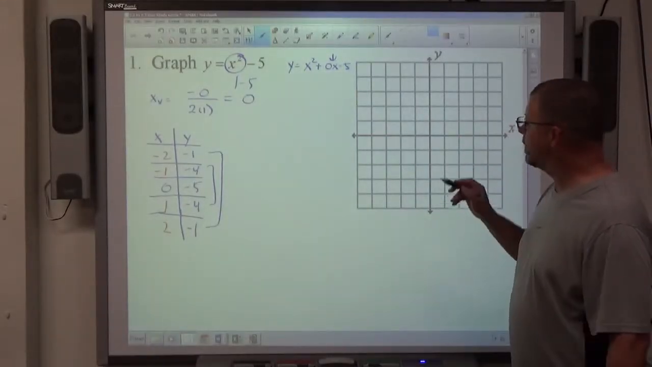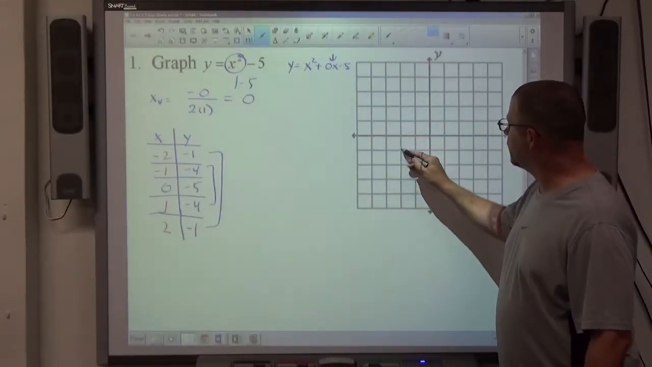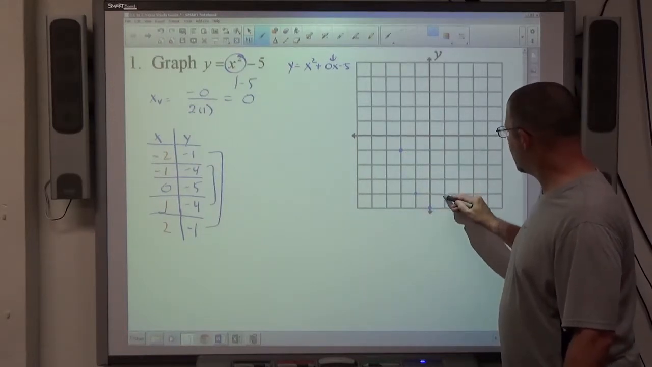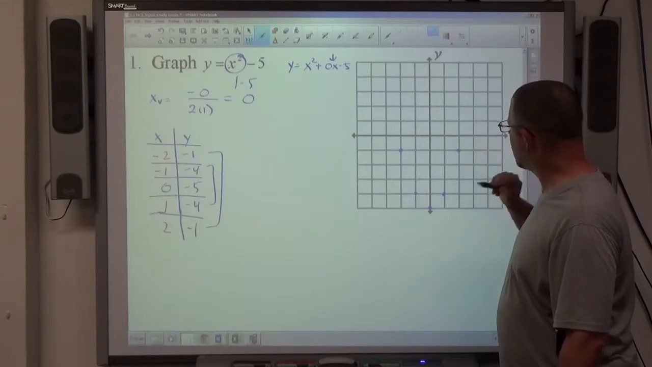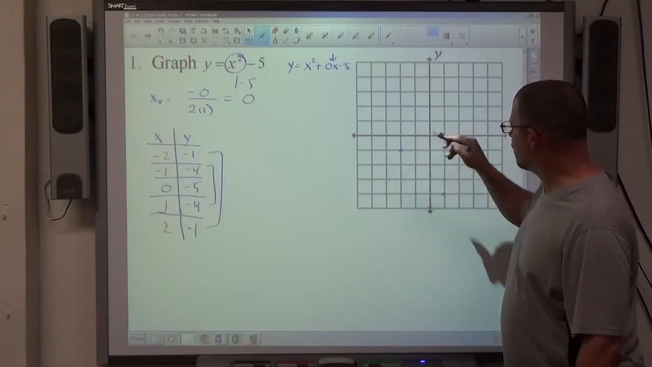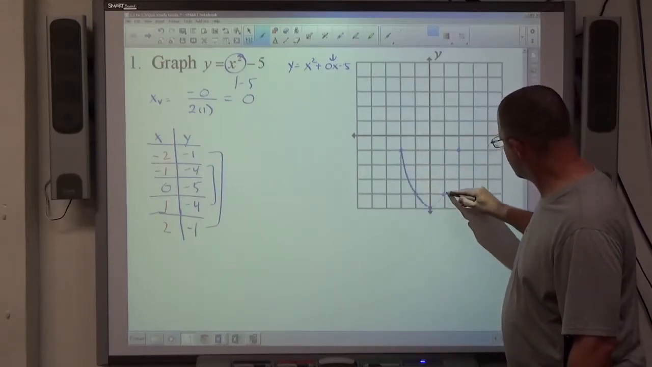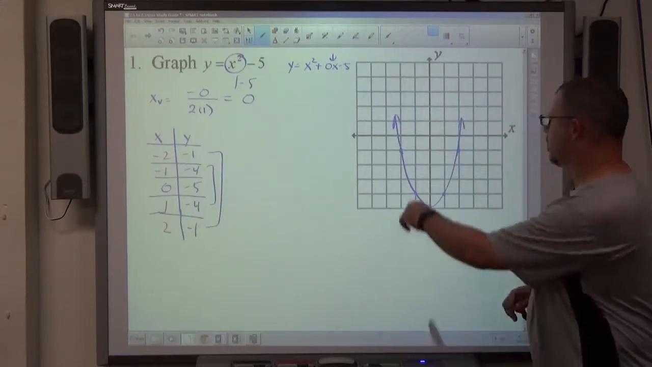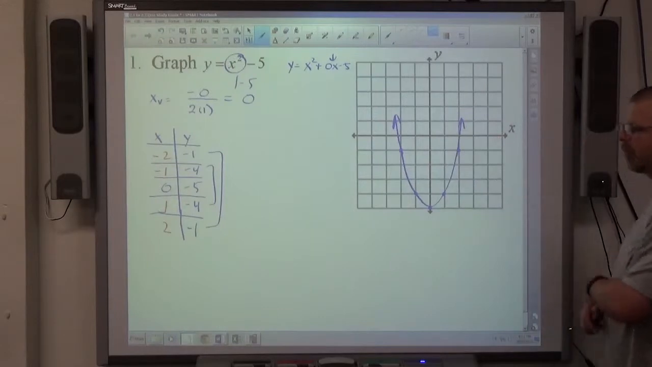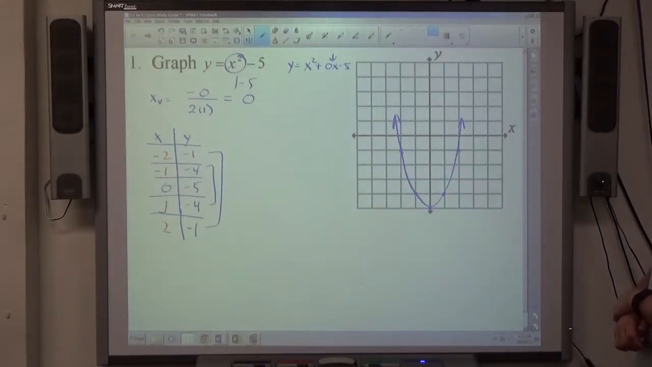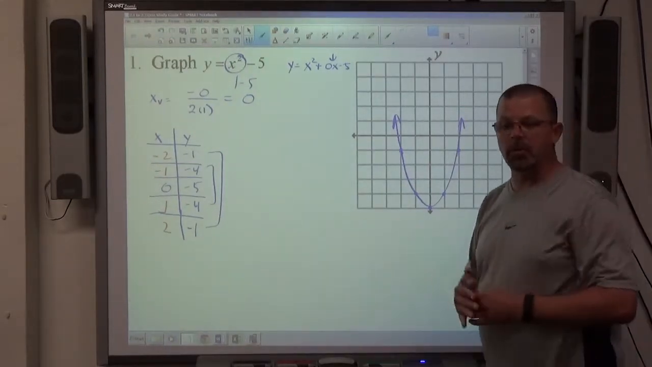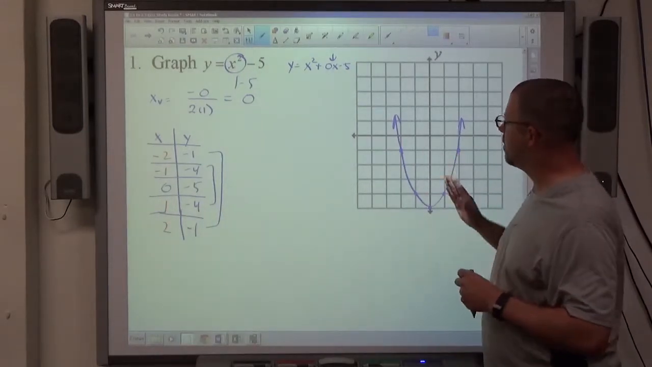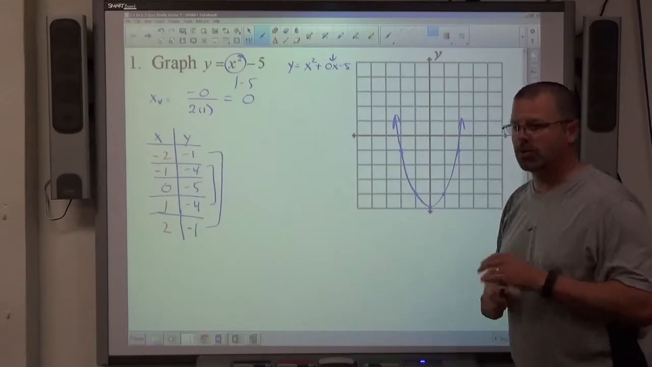So I get 5 points: negative 2, negative 1; negative 1, negative 4; 0, negative 5; 1, negative 4; 2, negative 1. I get that nice parabola shape that I'm expecting. And then the graph just continues on forever. Make sure you're putting those arrows to demonstrate it goes on forever, in this case, since it does. If it does have a stopping point, such as a square root function or something like that, then just put a closed circle to represent that stopping point. This graph has no stopping point, so it goes on forever.